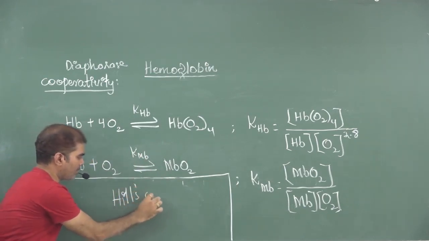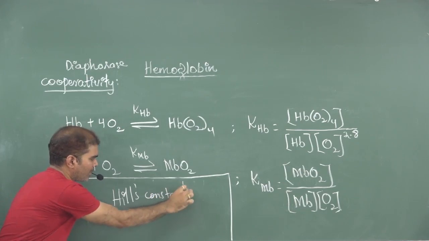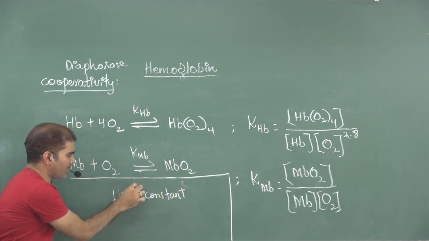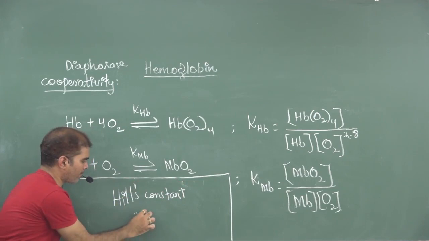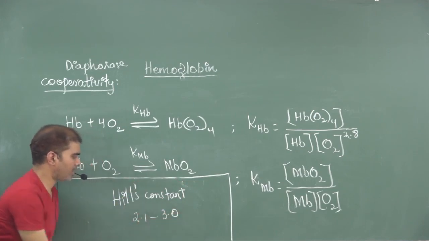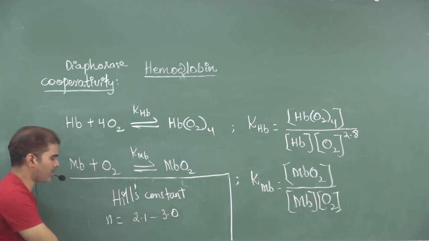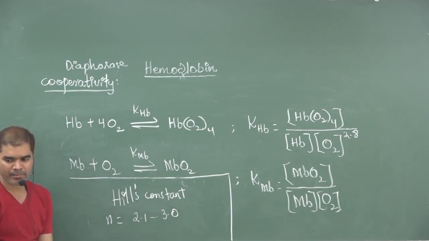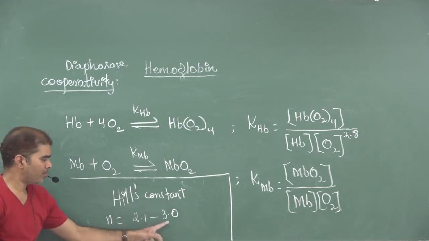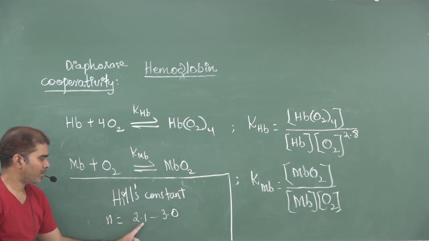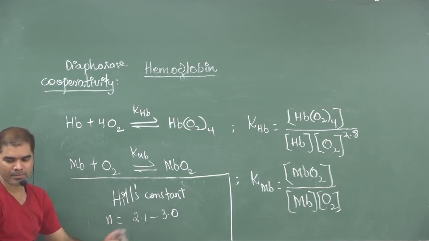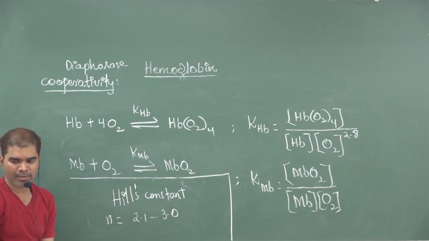All these are not needed, biological terms, but just remember the value of Hill's constant. The Hill's constant for hemoglobin is n equal to 2.1 to 3.0. In human beings, it is around 2.8.